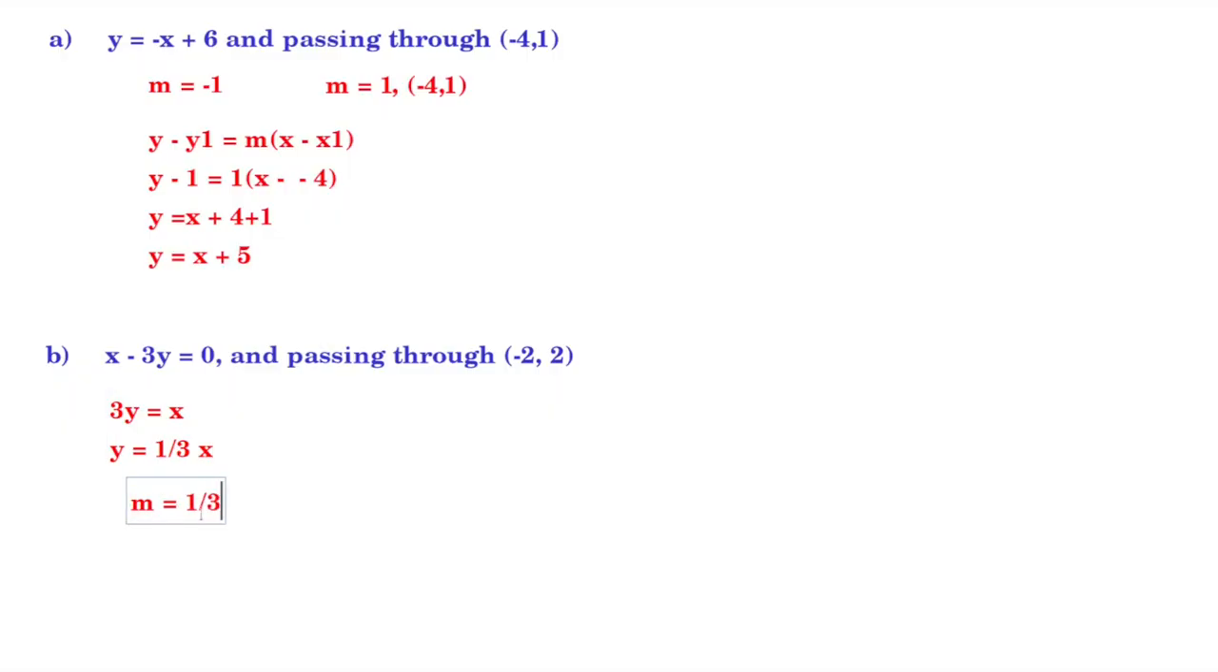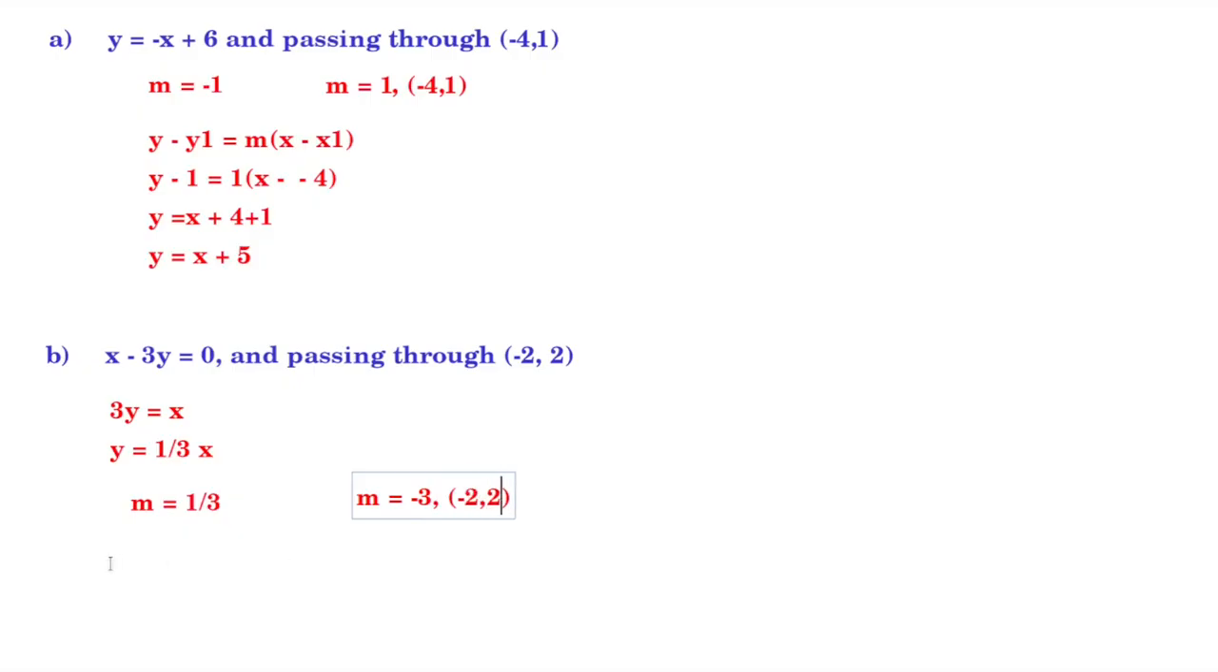What number can I multiply 1 over 3 with to get negative 1? So it's the negative reciprocal of that. Negative, flip that fraction. If we find the reciprocal of 1 over 3, it's 3 over 1, and 3 over 1 is equal to 3. So the gradient is actually equal to negative 3, and the point in this case is negative 2, 2.